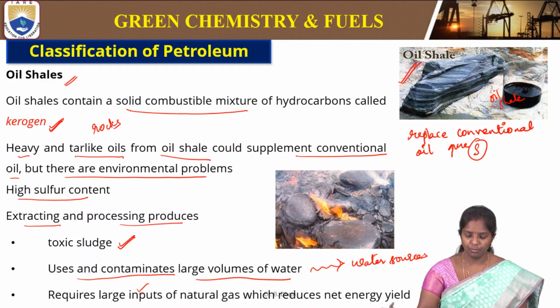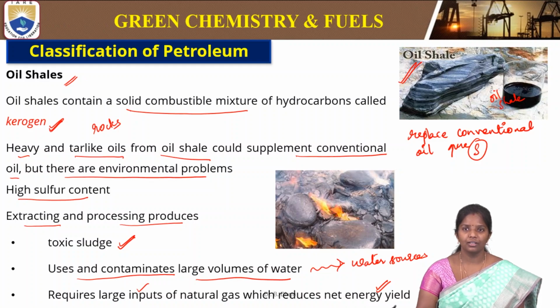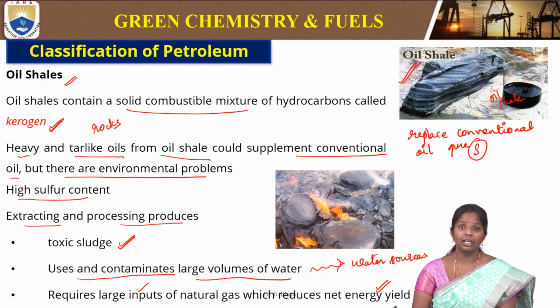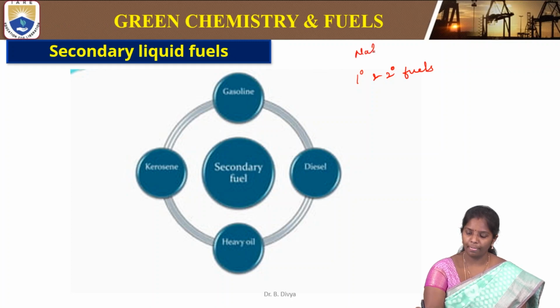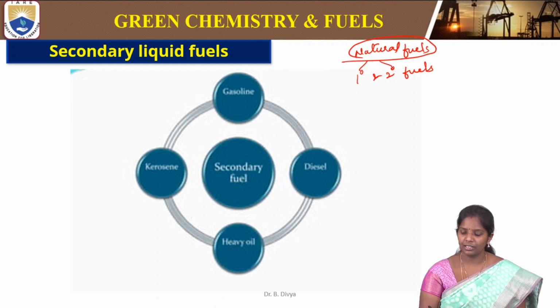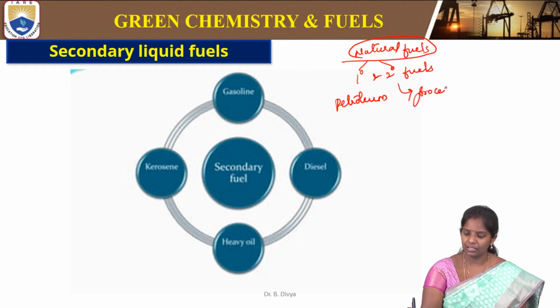And this requires large inputs of natural gas, which reduces net energy yield. So we have to invest some natural gas in refining, so this again will reduce the net yield that we obtain for the energy. Next is the secondary. So in classification we have primary and secondary fuels under natural fuels. Primary is petroleum that is occurring naturally, and secondary requires processing of primary fuel.